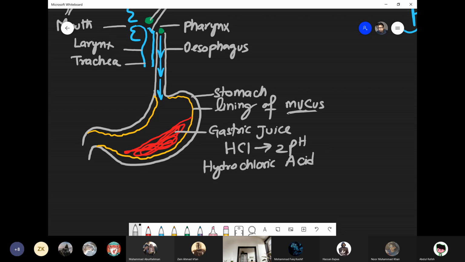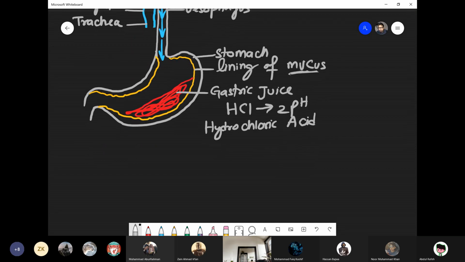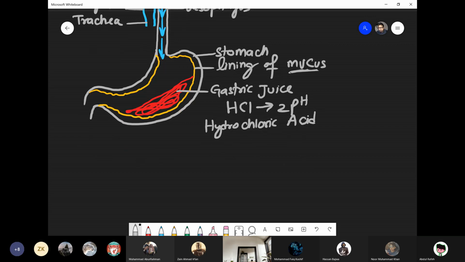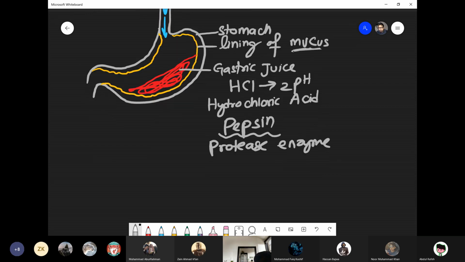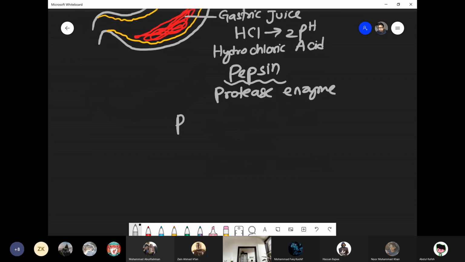Next thing, boys, is that in the gastric juice there is pepsin. Now boys, this pepsin is a protease enzyme. Now, what does this pepsin enzyme do? It breaks down the proteins into peptides.